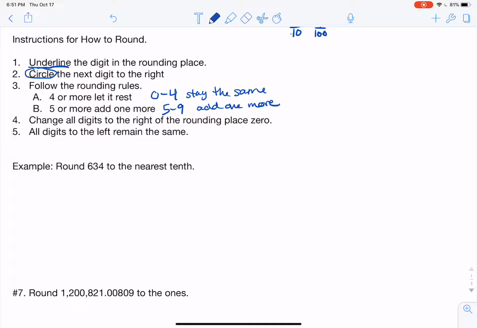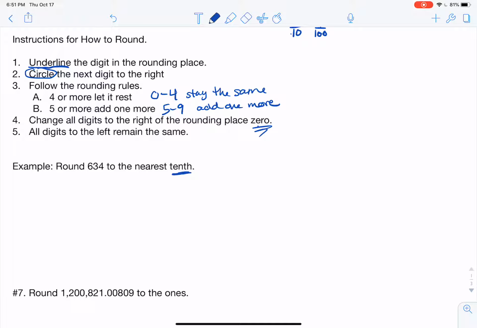And then you're going to change all the digits to the right of the rounding place to 0. All digits to the left remain the same. So this is just very rule-oriented and protocol-oriented, so it's best to do this with an example. So if we start with this, round 634 to the nearest tenth.